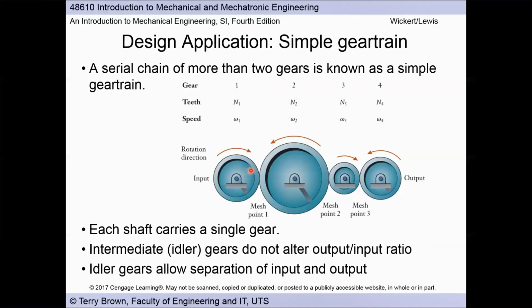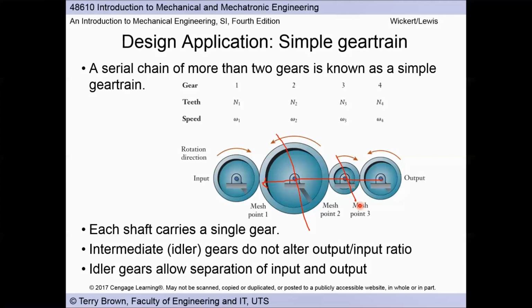Okay, so we can put gears together in a gear train like this. We can have gear 1 here with n1 number of teeth and omega 1 speed connected to a second gear, connected to a third gear, connected to a fourth gear. So a simple gear train is a serial chain, where each shaft carries just a single gear. What you may not realize is that these two intermediate gears here do not alter the output over input ratio. If we simply took these away and moved this into here to be in contact, the output over input ratio would be exactly the same. These intermediate gears simply allow us to separate the input from the output.